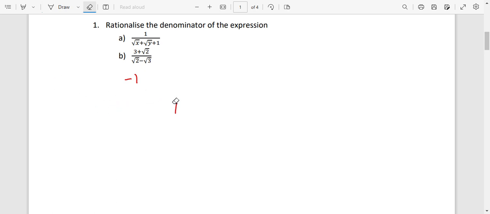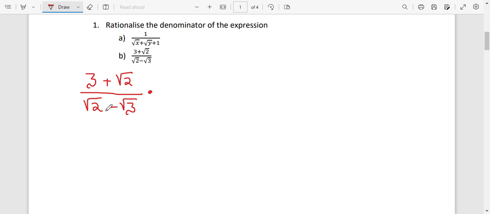Sunny, I'm not clear. Let's try to do the second example. All right, let's proceed to I think B. Let's try this one. 3 plus square root of 2 over root 5 minus root 3. Okay, I'll do that one. Okay, thank you. So we also want to rationalize the denominator of this one. 3 plus square root of 2 divided by square root of 2 minus square root of 3.